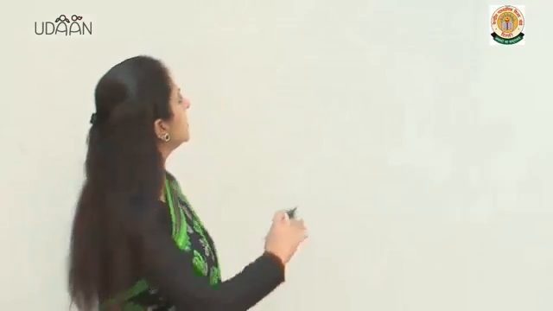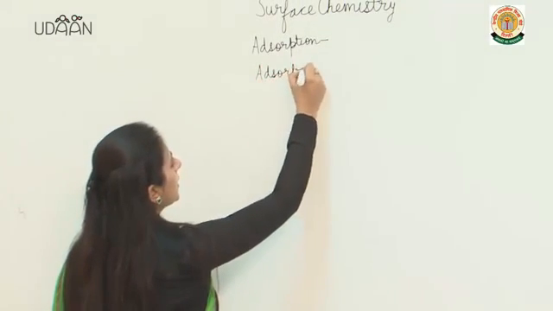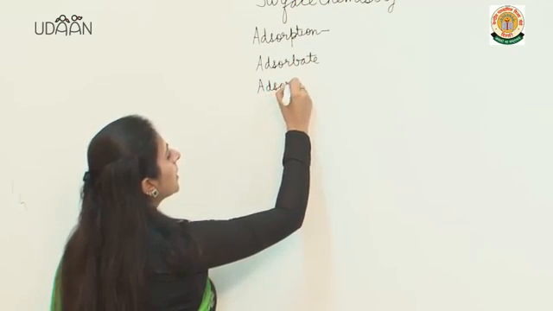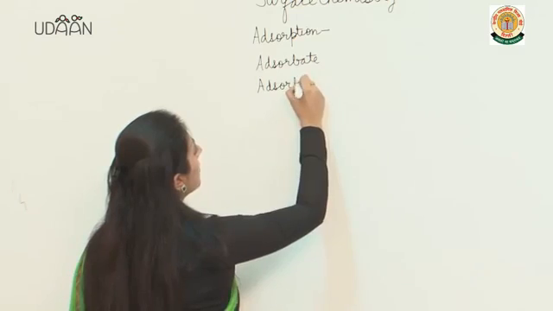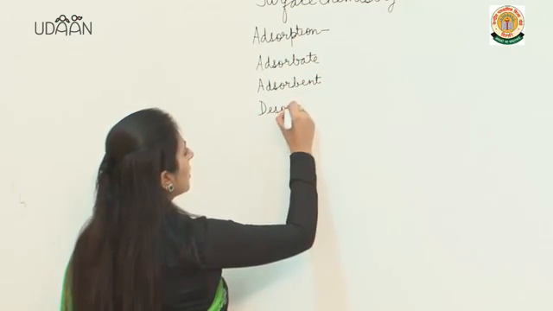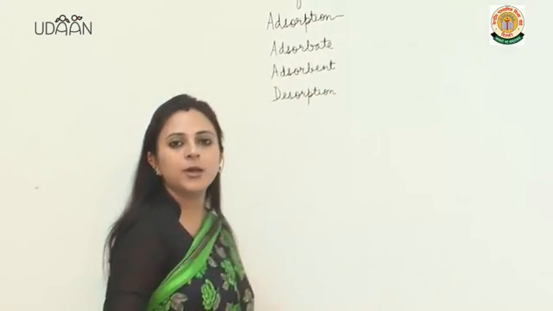The substance which is adsorbed is known as adsorbate, और जिसके ऊपर हम adsorb करते हैं उसको हम बोलते हैं adsorbent. Now what is desorption? Removing the adsorbed substances is known as desorption.